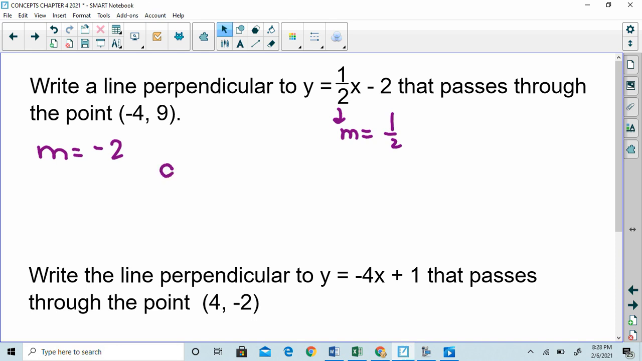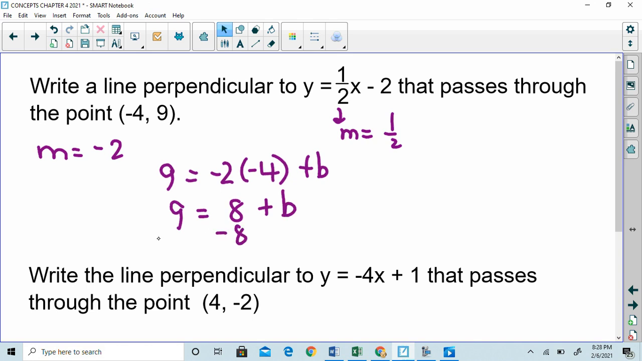So we have y is equal to negative 2 times negative 4 plus b. 9 is equal to 8 plus b. We'll subtract. We find out that b is equal to 1. Now I'm going to use this new slope because it's perpendicular, so y is equal to negative 2x plus 1.